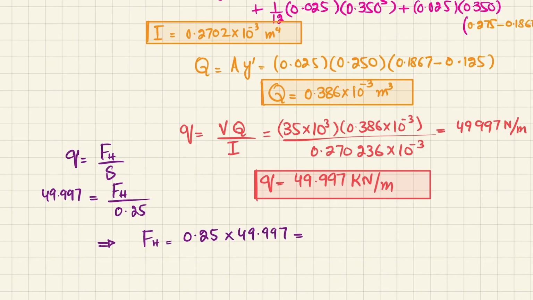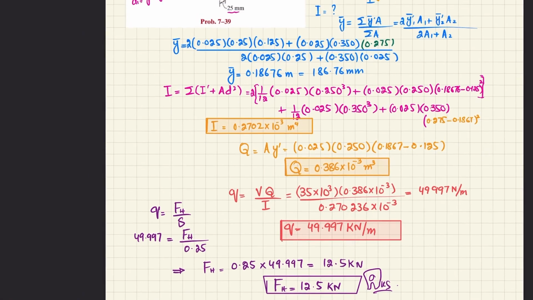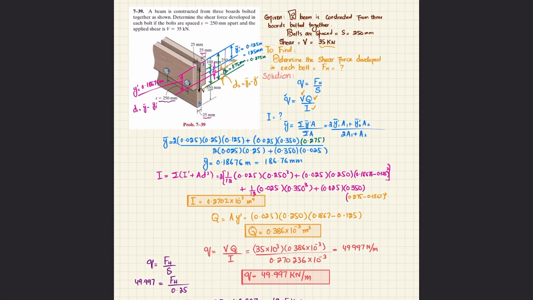So from here you will get FH is equal to 0.25 times 49.997, and that is equal to 12.5 kilonewton. So the horizontal shear force or shear force developed in each bolt is 12.5 kilonewton. And this was all about this problem 7-39.